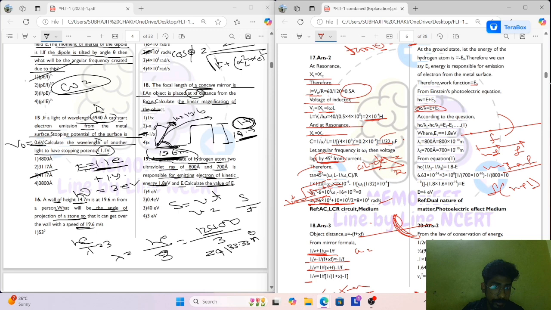Here 1.8 into 1.6 means 2.88, right? And here you will get around 7. So 7 minus 2.88 means around 4.12, so you will take 4 electron volt. That option will be the correct option. Question number 20.